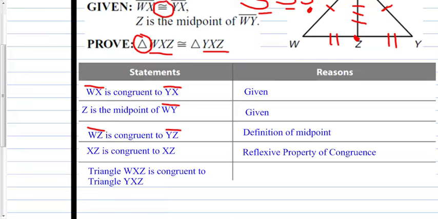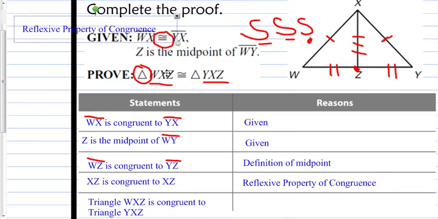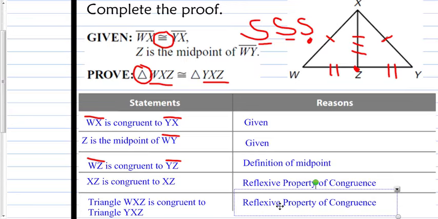And how do I know that those two triangles are congruent? What do they have the same? What do they have congruent? Well, they have three sides congruent to each other. So since it's three sides, that's the side, side, side postulate. Okay, they're congruent to each other given the side, side, side postulate.